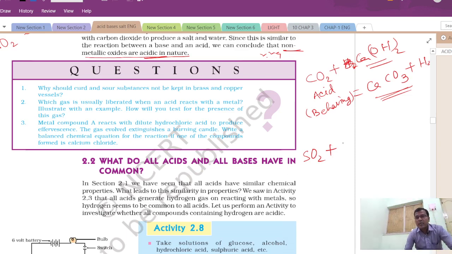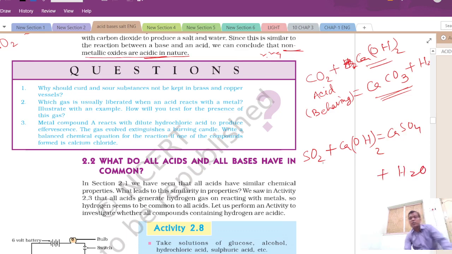You can take calcium hydroxide, Ca(OH)2. Then what happens? This reacts with this and forms CaSO4, calcium sulfate, plus H2O. So what are you observing? You are observing that this sulfur dioxide, this is a non-metallic oxide definitely, is just behaving like an acid, because if this is acid and this is base, then salt and water are formed.